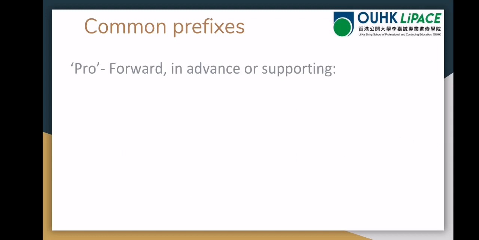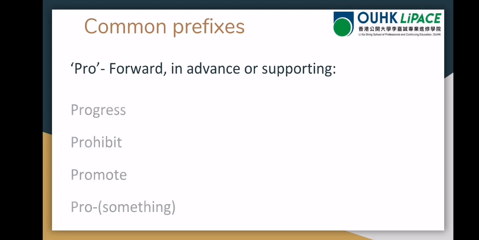So next we have pro, and this one is a little bit more complicated. It has more meanings. It can mean forward, so moving forward. It can mean in advance, so stopping people from doing something before they do it, for example. Or it can mean in support of. So here are our examples: progress, prohibit, promote, or pro something, pro anything.